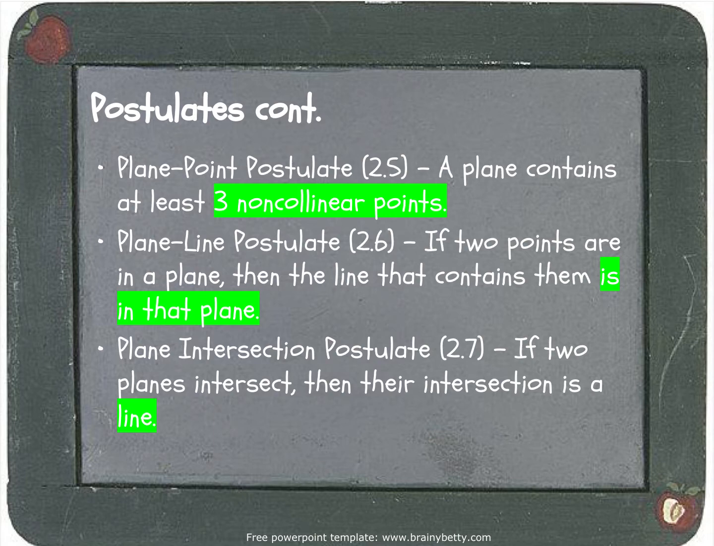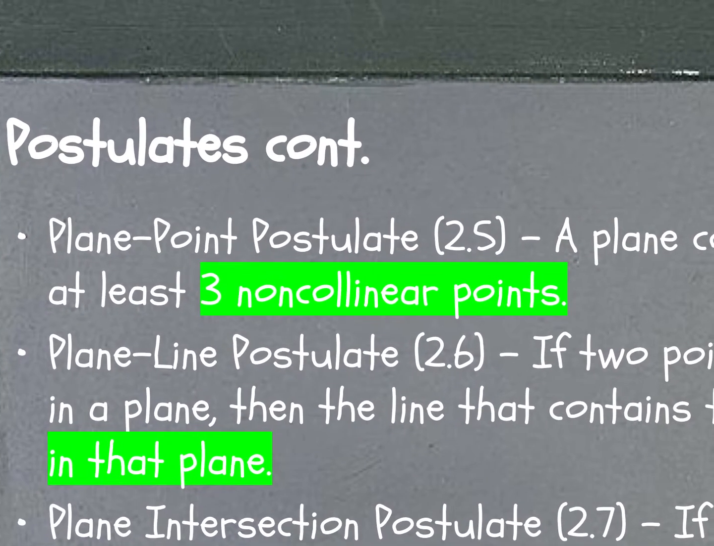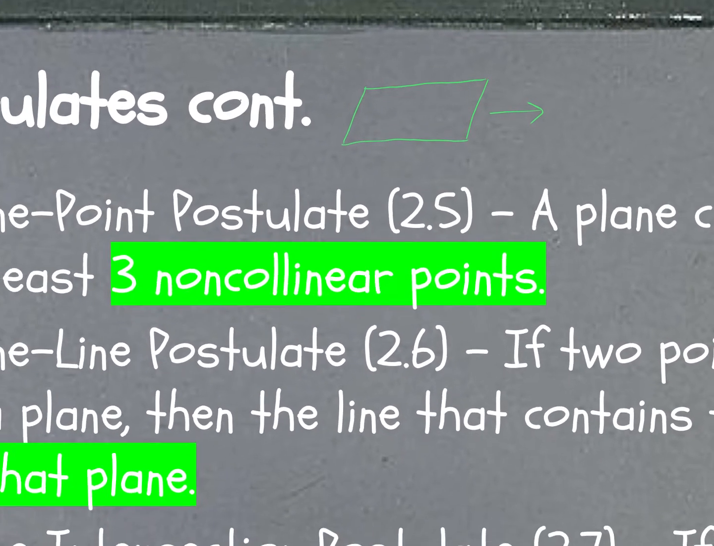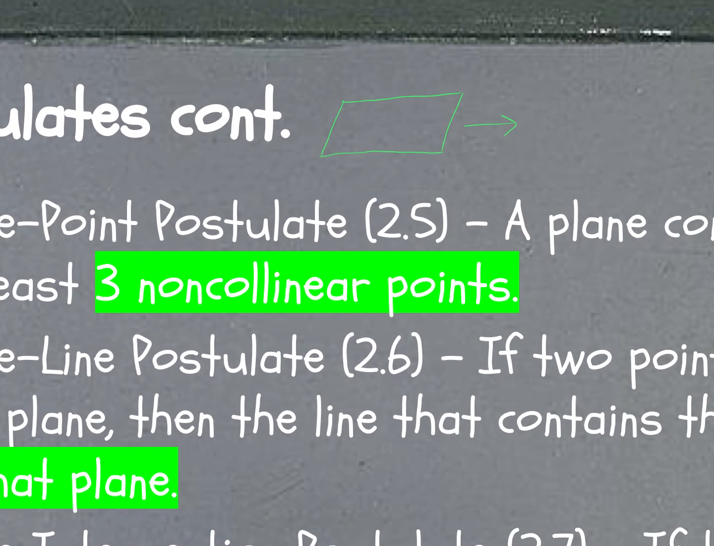Plane point postulate. A plane contains at least 3 non-collinear points. This one's exactly the same as the last one, just in reverse. So now this time, what do we start with? This time, what am I starting with, guys? A plane. So draw a plane with no points in it. And then based on that plane, what can we infer? That there's 3 non-collinear points. So draw another plane, or the same plane, but just put 3 points in it.